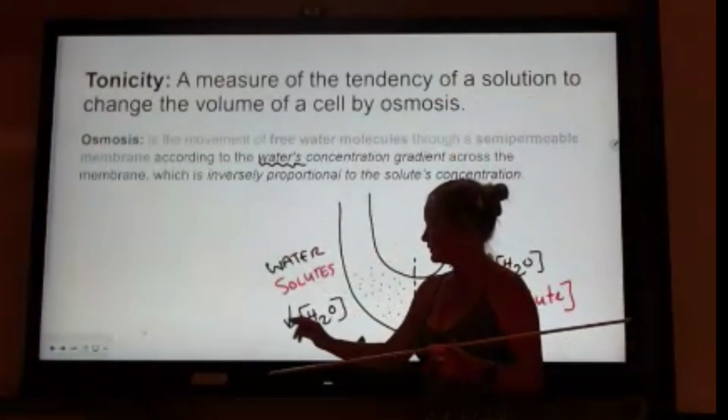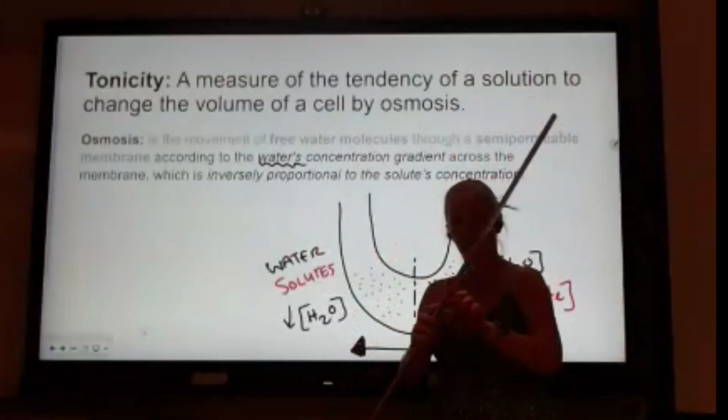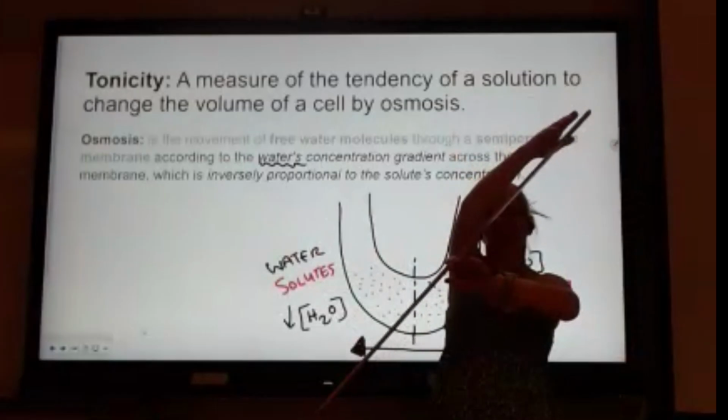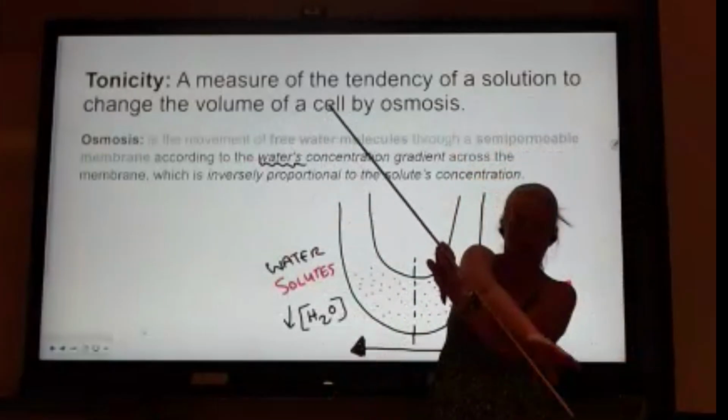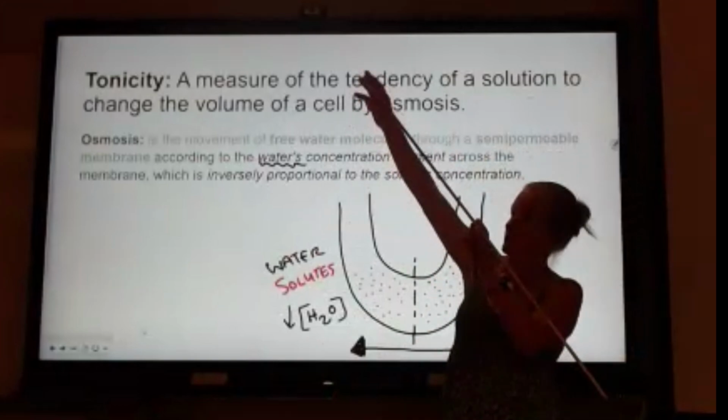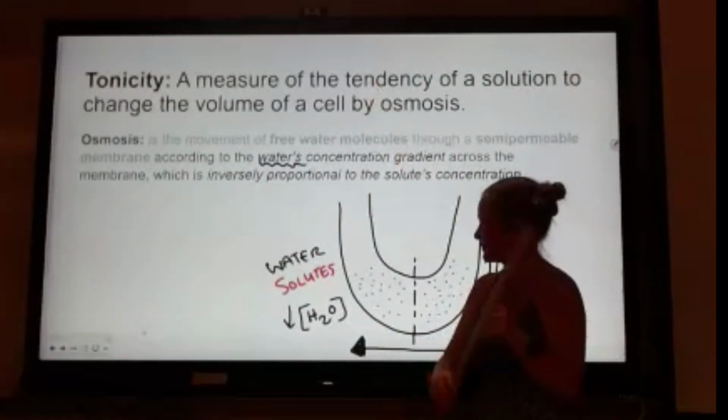On this side, though, I have a low concentration of water, which means my solute concentration is high.